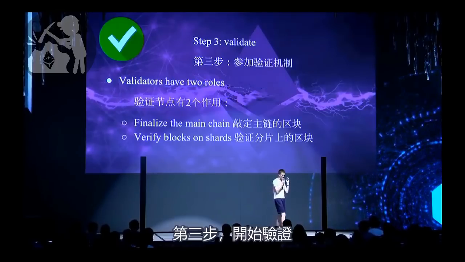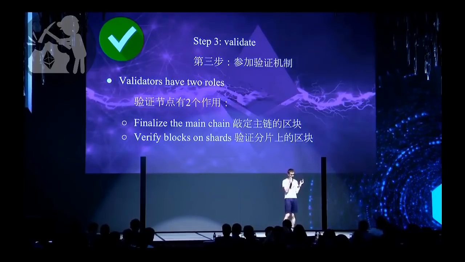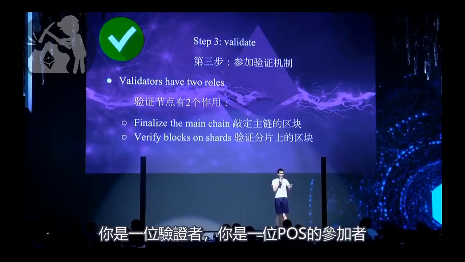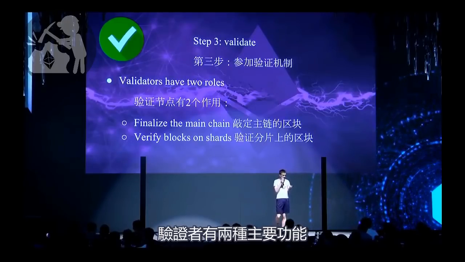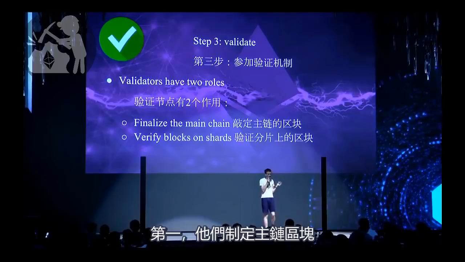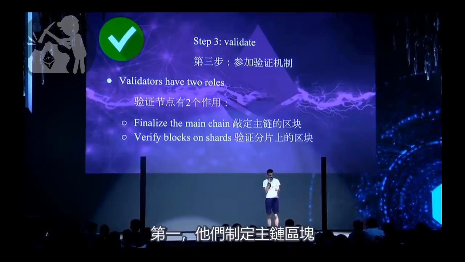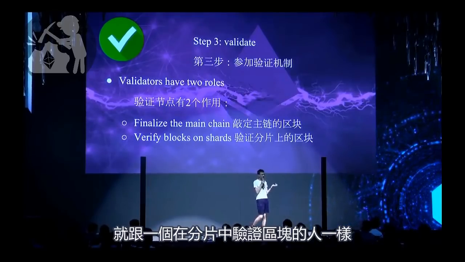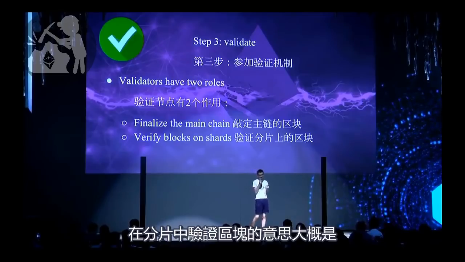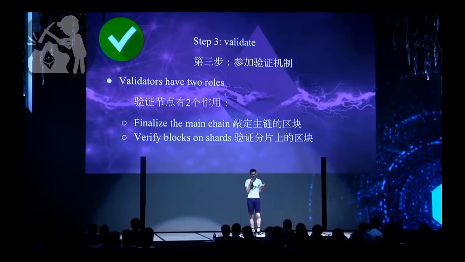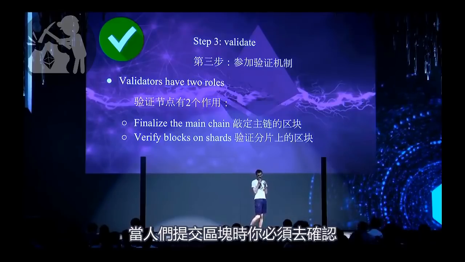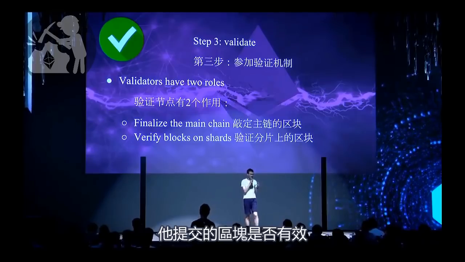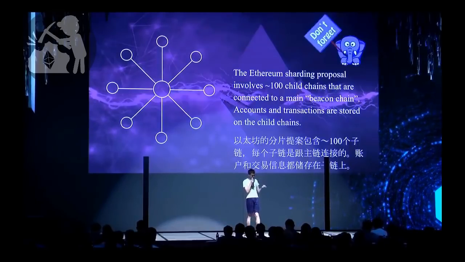Okay. Step three, validate. Validate basically means, well, you're one of the validators. You are a proof of stake participant. Validators have two primary functions. One of them is that they finalize the main chain. The other means they verify blocks on the shards. Verifying blocks on the shards basically means that they both propose blocks for shards and also actually check blocks that other people have proposed. And if some set of blocks is approved, that's sharding validator related activity.